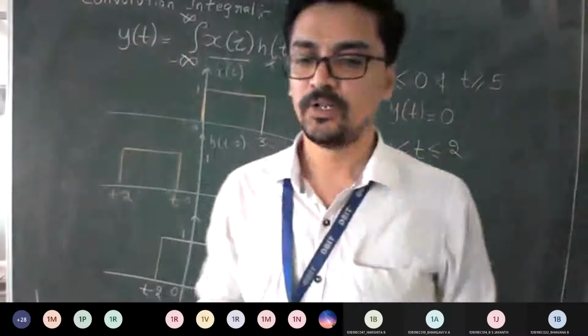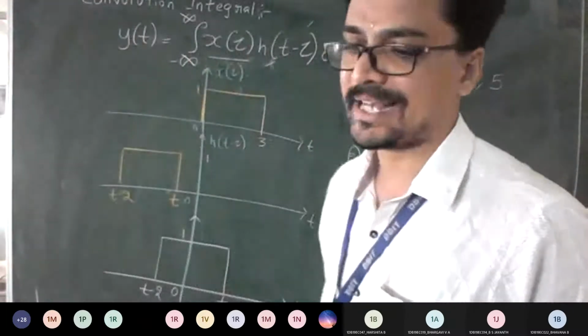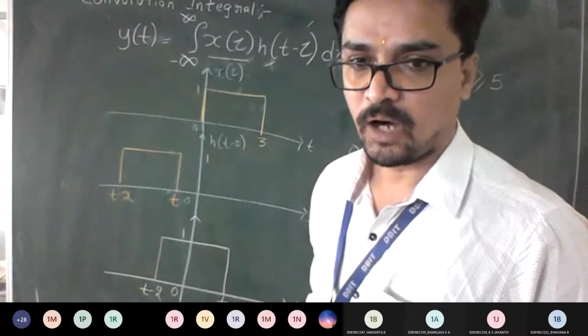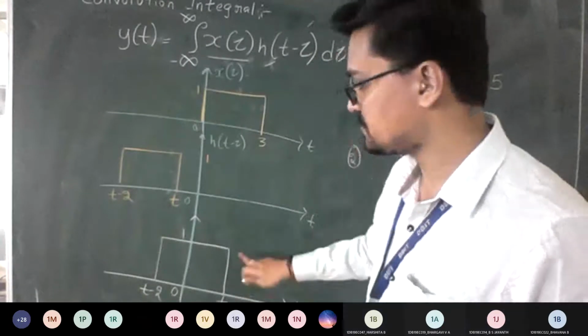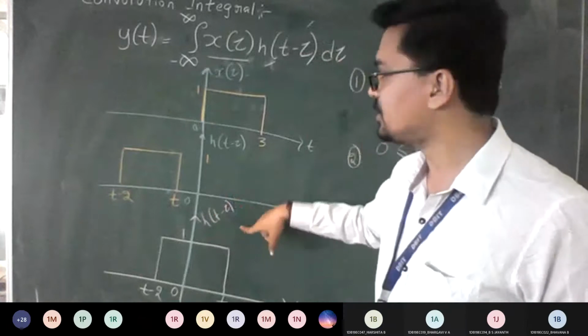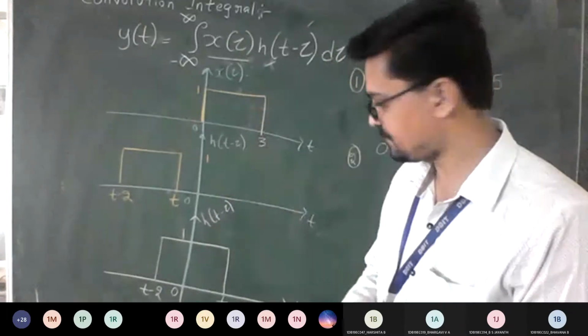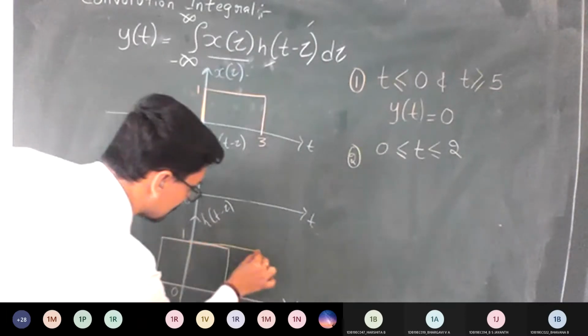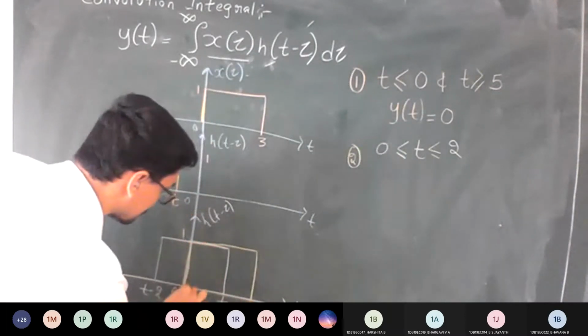Now check out, does any overlap exist? How to check the overlap? Yes, sir. I told you. So this is my h of t minus tau. This you need to convolve with this x of tau. If I show you x of tau, how it looks, just write in yellow color. Look at this, this is how it looks. So this is my 3.